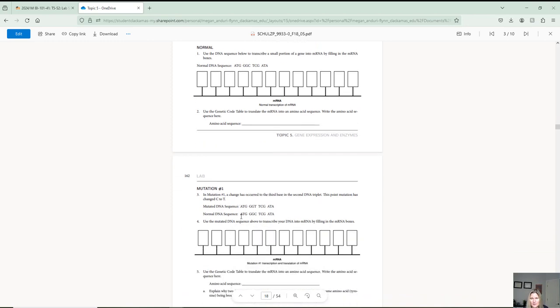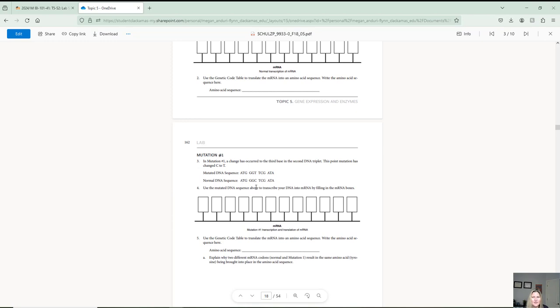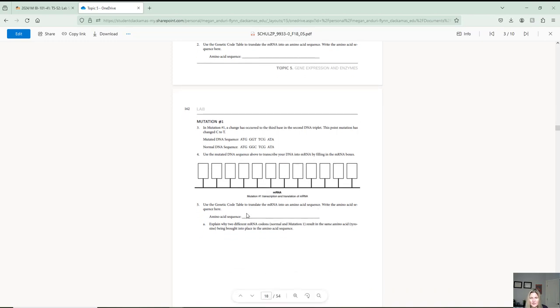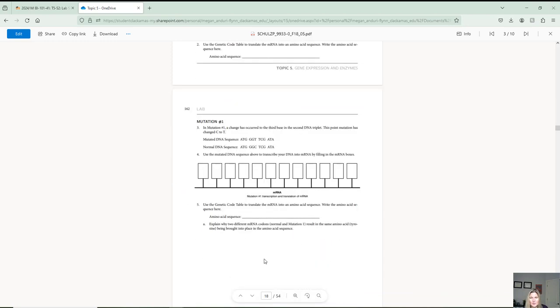Then we'll see what happens when we have a mutation in the normal strand. For example, here's our normal strand down there. It's the same as up here. But let's say that instead of a C, a T was there. So there was a random mutation that changed that C to a T. What you're going to do is take this new, mutated DNA strand and transcribe it onto mRNA and translate it into the amino acid sequence. Then you'll compare that amino acid sequence to the normal amino acid sequence and describe what you see.